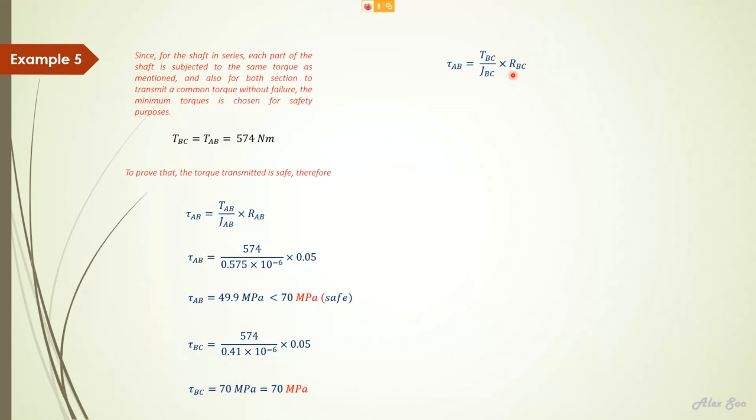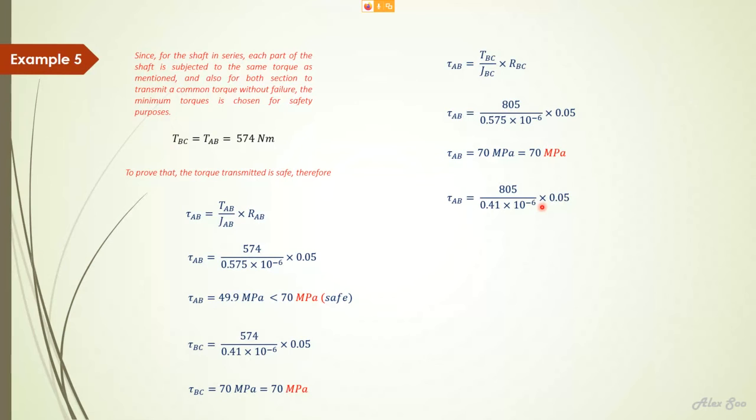So then you check for section AB by using 805 now. Just now we used 574, right? Now we try using 805. So when we use 805 for section AB, no problem. It's still remaining at 70 MPa.